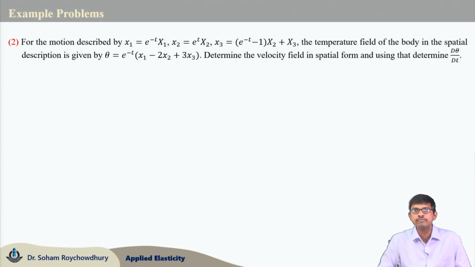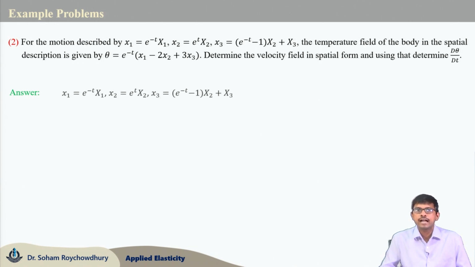The temperature field of the body in the spatial description, that is theta, is given as e to the power minus t multiplied with small x1 minus 2 times small x2 plus 3 times small x3. You are asked to find out the velocity field in the spatial formulation, and then using that determine the time derivative of theta, this temperature field d theta dt.